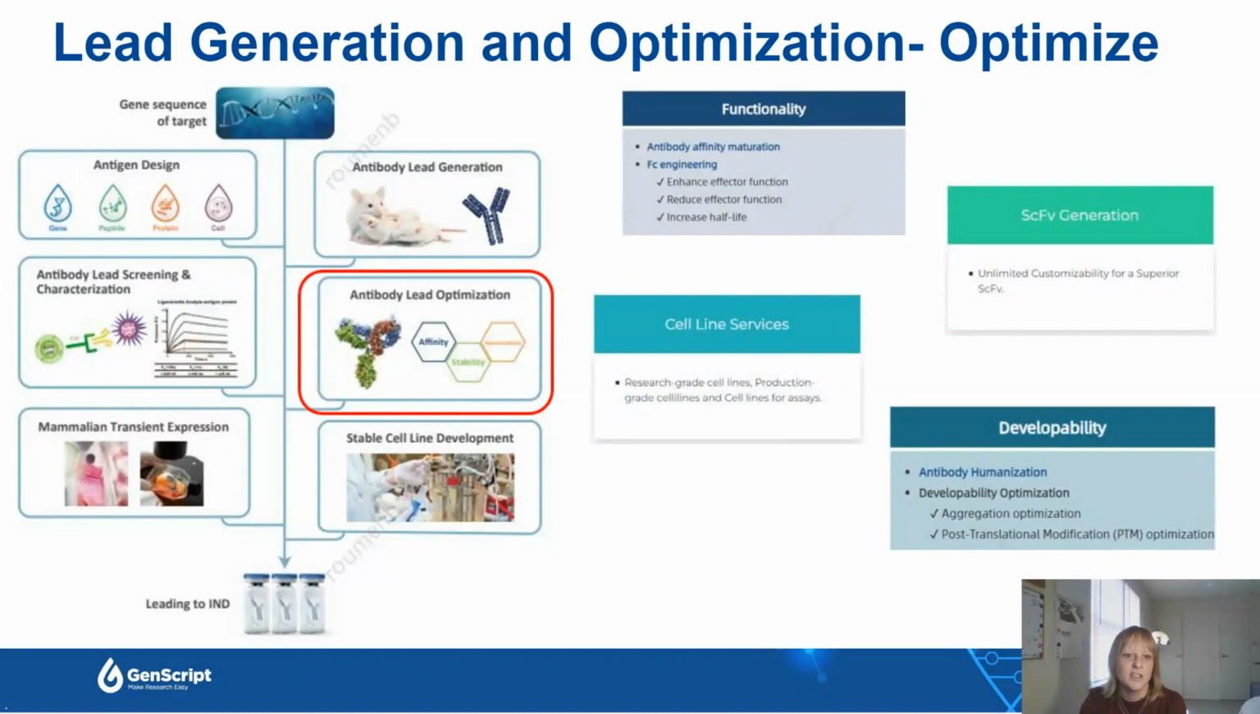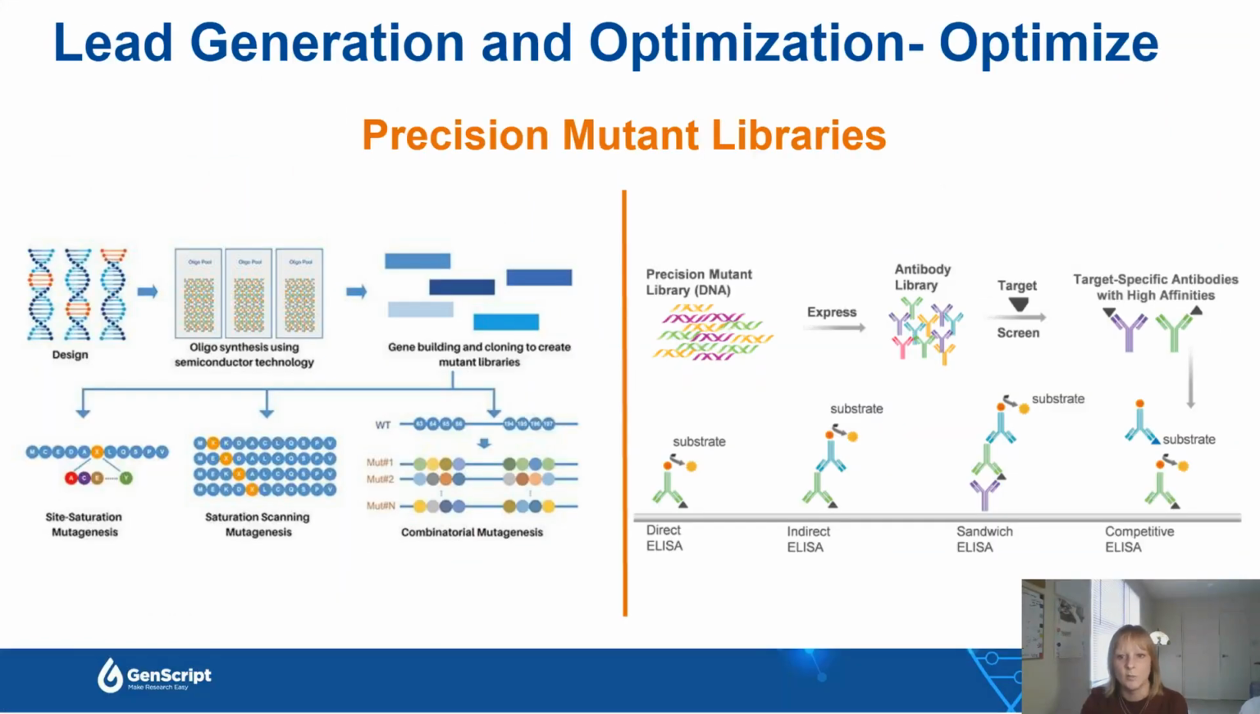Once you've identified your antibody lead candidates, optimizing will provide several benefits in terms of improving the potency, selectivity, and pharmacokinetic properties of the drug, which will ultimately increase its efficacy and safety in patients. GenScript offers several optimizing capabilities, including antibody affinity maturation, FC engineering, stable cell line development, humanization, and more.